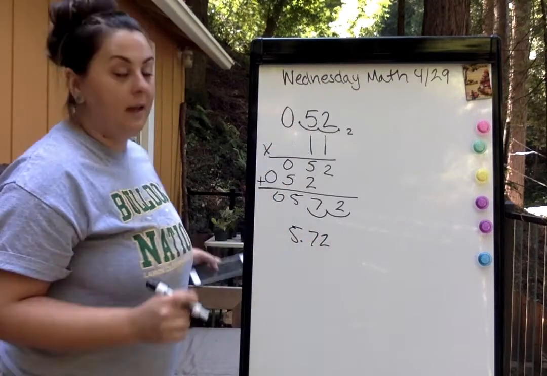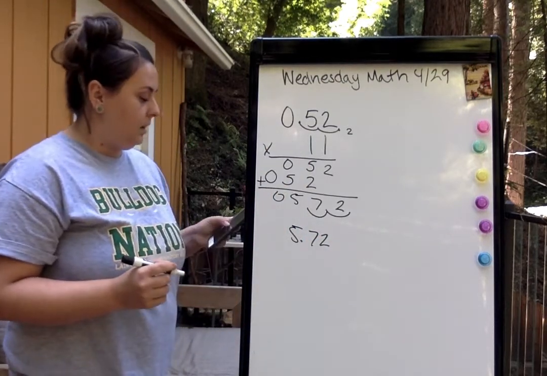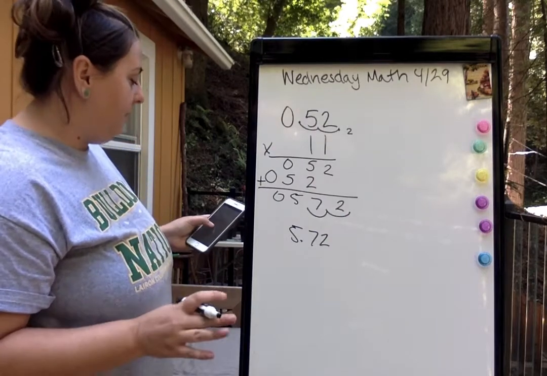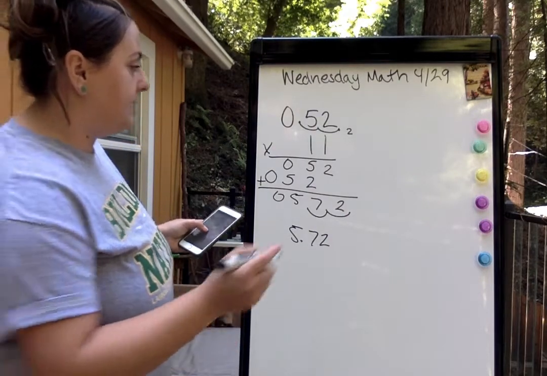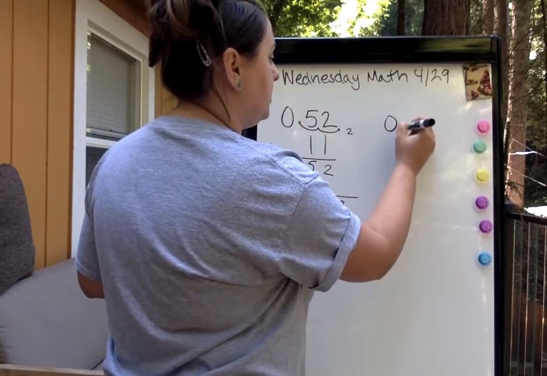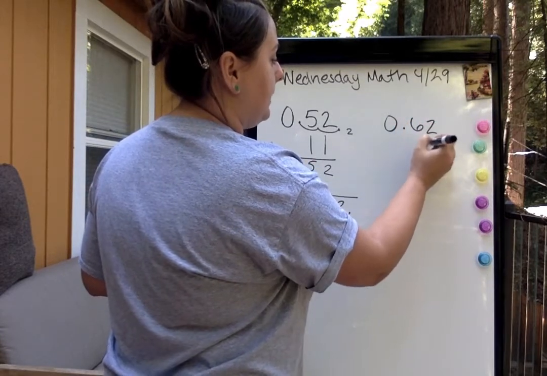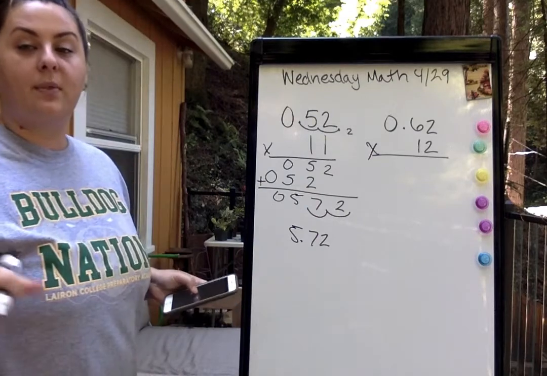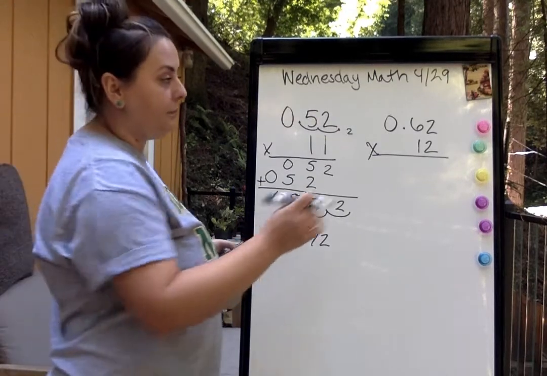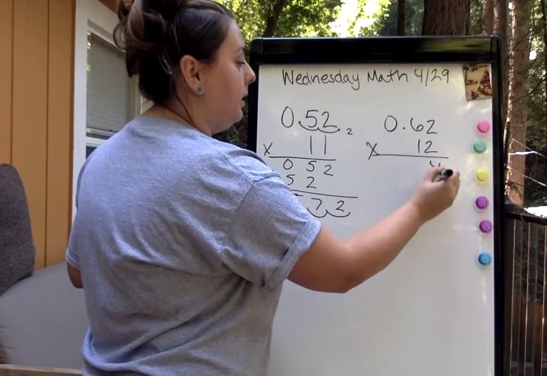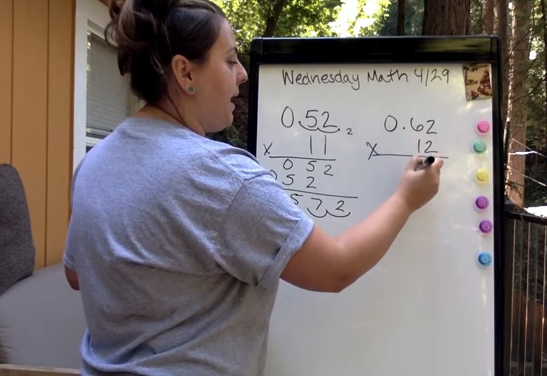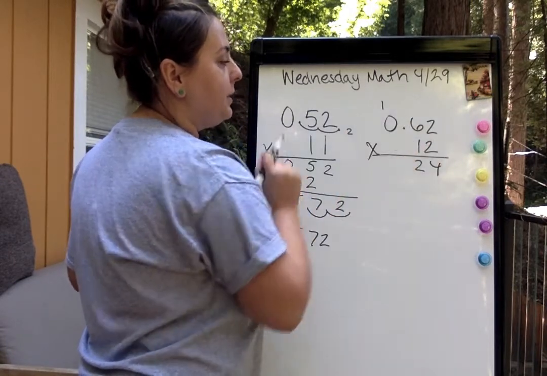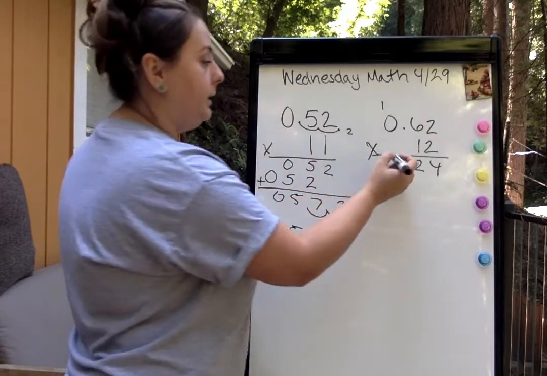for these 11 cookies. Now he bought another 12 cookies for 62 cents. So we're just going to do the exact same thing. Okay? Times those together. Don't worry about the decimal point right now. 2 times 2 is 4. 2 times 6 is 12. 2 times 0 is 0, plus 1 is 1.